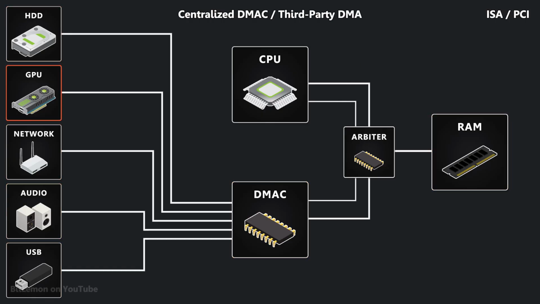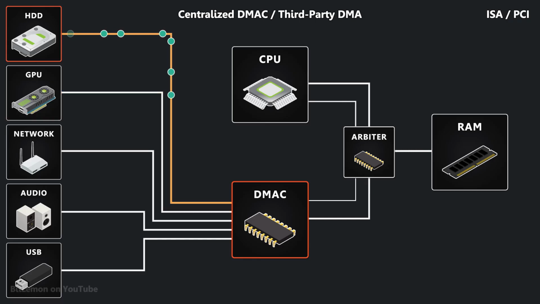When a device needed to transfer data, it would send a request to the DMA controller. The DMA controller, in turn, would request control of the bus from the bus arbiter. Once bus control was granted, the DMA controller would perform the actual data transfer between the device and main memory. If multiple devices requested data transfer simultaneously, the DMA controller would prioritize them according to a specific arbitration algorithm.